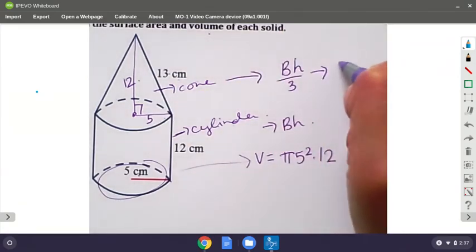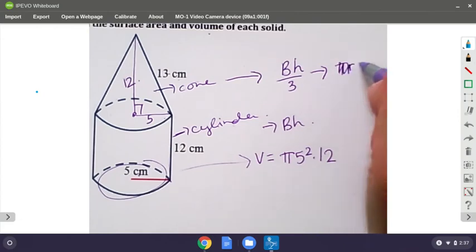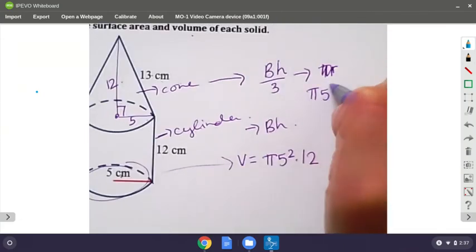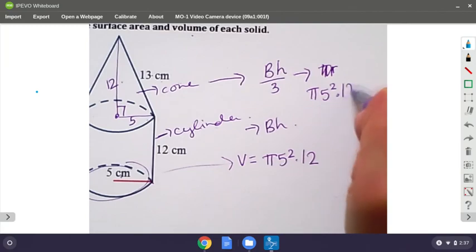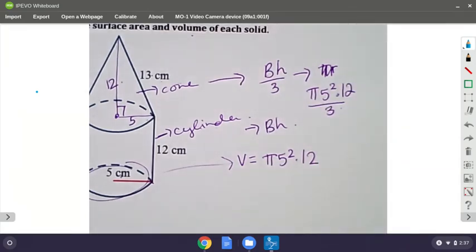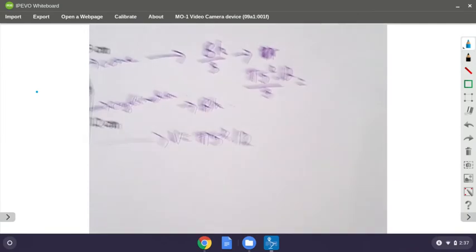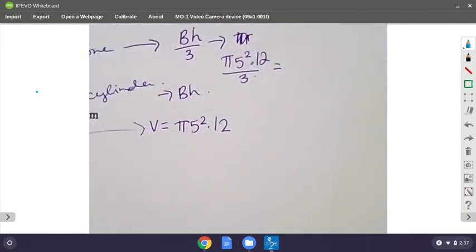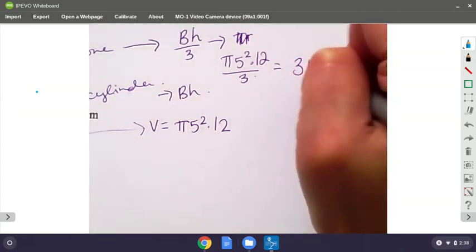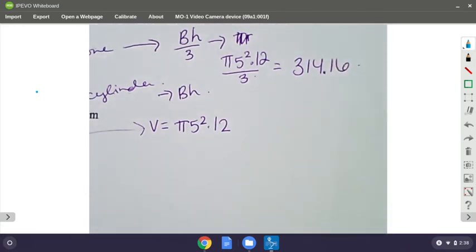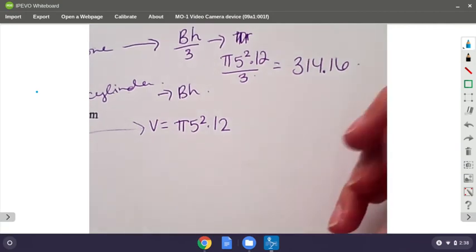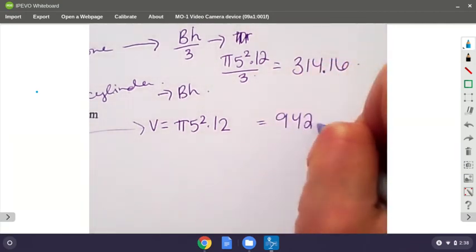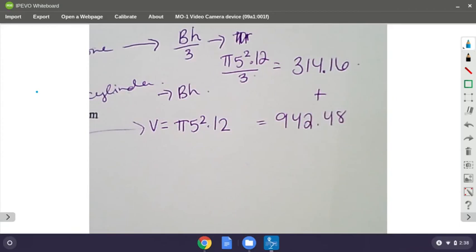So for this part, it would be area of the base, so pi r squared, pi times 5 squared times the height of the cone, which is 12, divided by 3. So you're going to calculate each of these, and then we just add it together. So let's see, 25 times pi times 12 divided by 3 is 314.16, and then 25 pi times 12 is 942.48, and then just add those together.